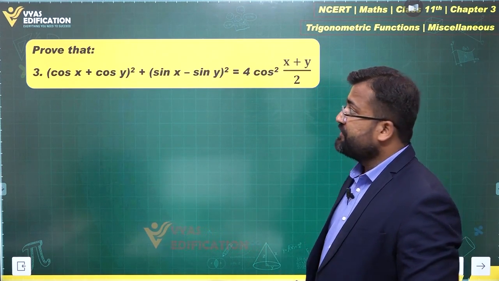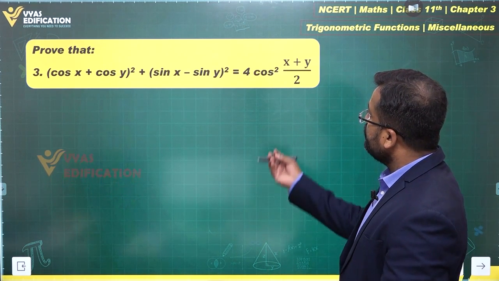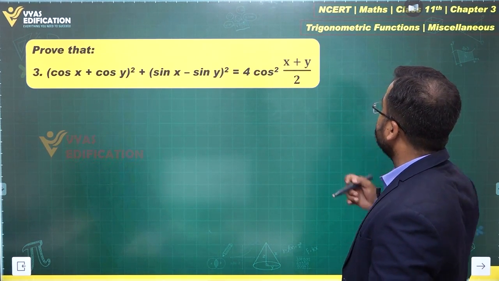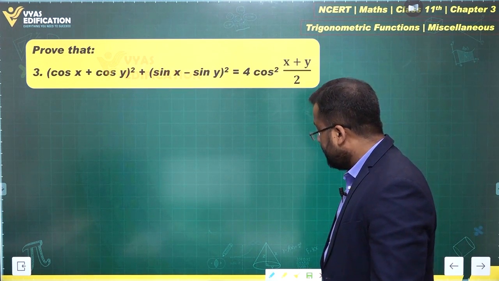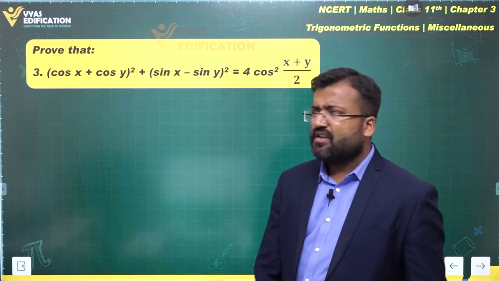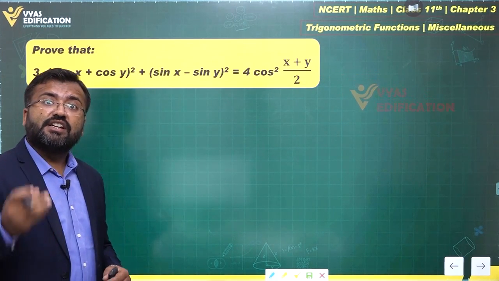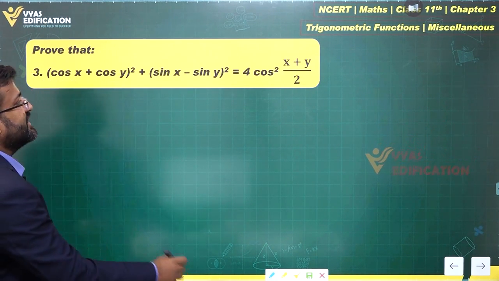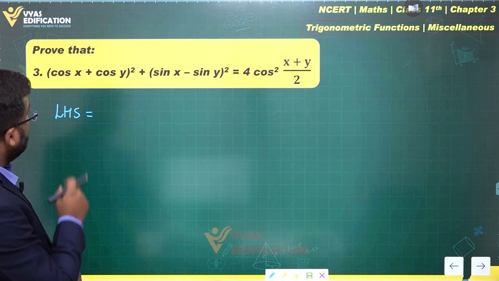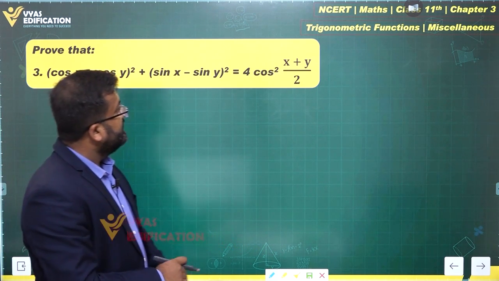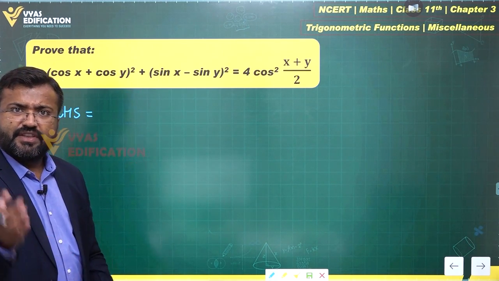Let's try and solve this question next. What does the question say? Prove that (cos x plus cos y) whole square plus (sin x minus sin y) whole square is equal to 4 times cos square of (x plus y)/2. What to do in this one? We have a long and complicated expression on the LHS, whereas in the RHS we have a simplified expression. So the target is to first simplify the LHS. Let's begin with the LHS. What do we have in the LHS? We have two terms and squaring of those terms, and here you have a single term. So how can I simplify these terms over here? Let's take a look at that.